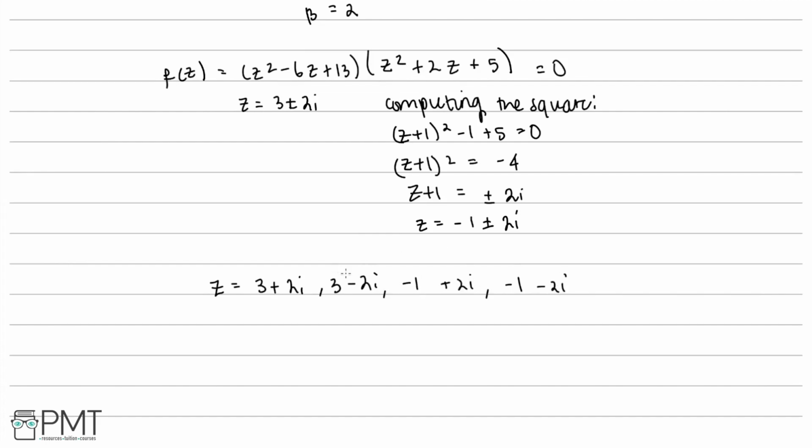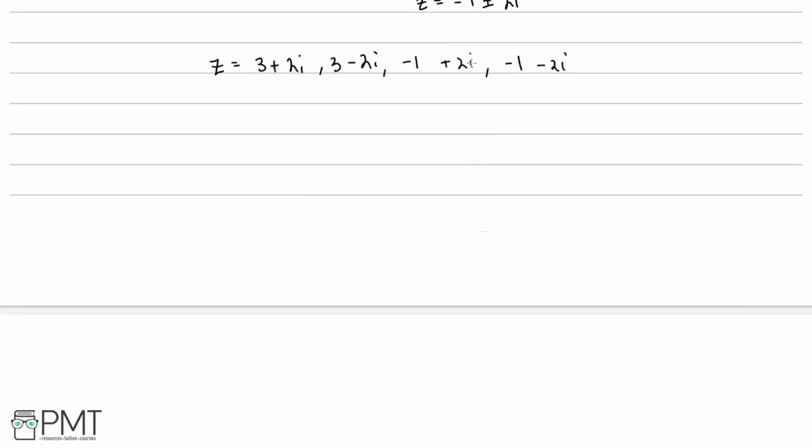Notice how every single complex root has a complex conjugate. So minus 1 plus 2i here, and minus 1 minus 2i here are complex conjugates. You have to remember that every single complex root has a complex conjugate. Therefore, we can now sketch all of these points on our Argand diagram.